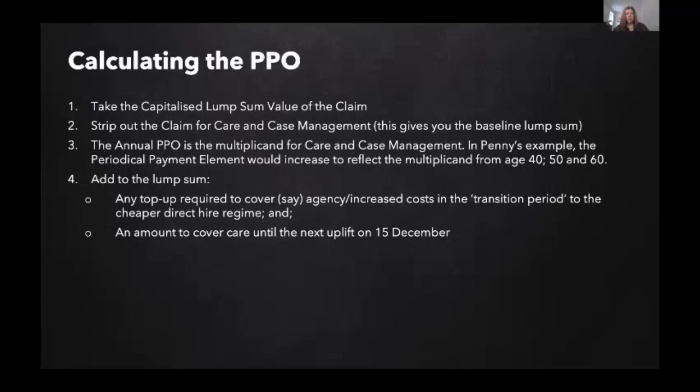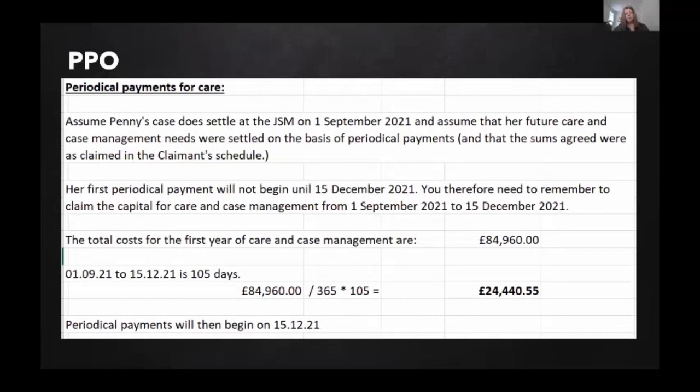One final point is that a key trap not to fall into is to fail to claim as a lump sum payment the amount needed for care and case management between the date of settlement and the first PPO. So on the next slide, this is the calculation which fills that gap.